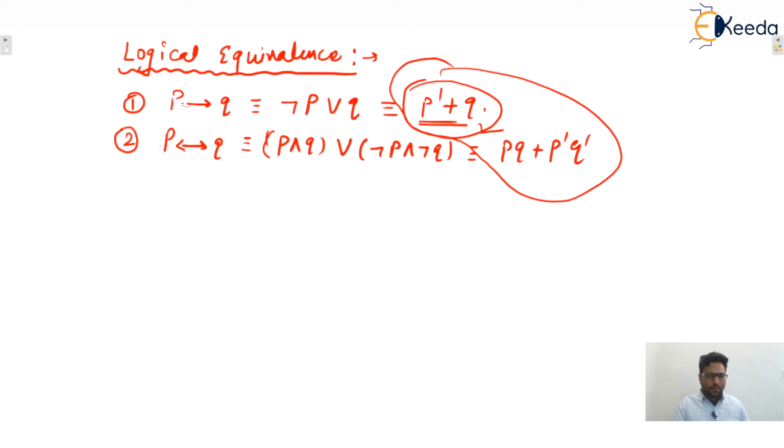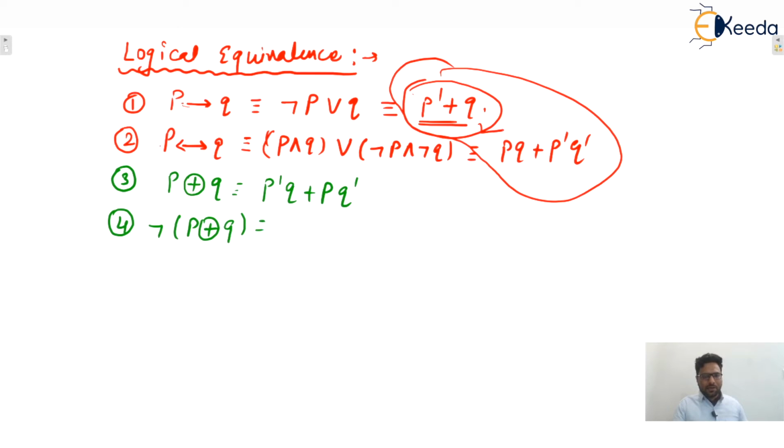Third one, you tell me: what is P XOR Q? P XOR Q is, we can say, P dash Q plus PQ dash. Similarly, fourth one, negation of P XOR Q. So you tell me, negation of P dash Q plus PQ dash.